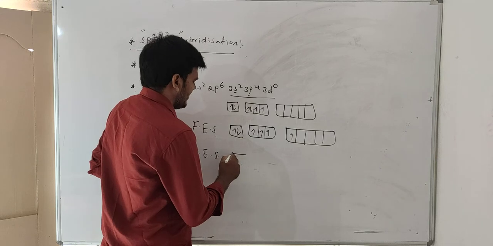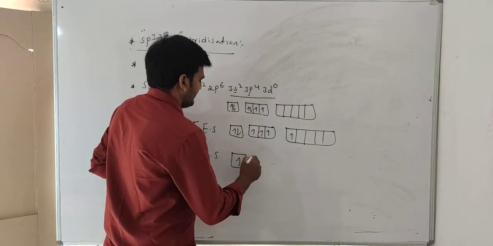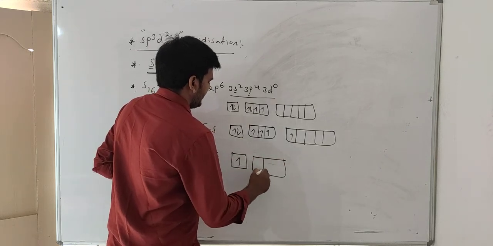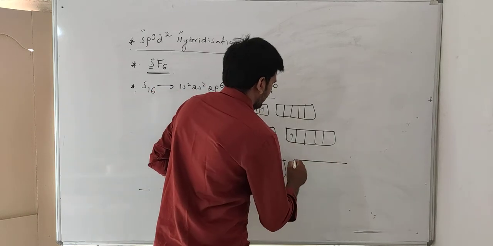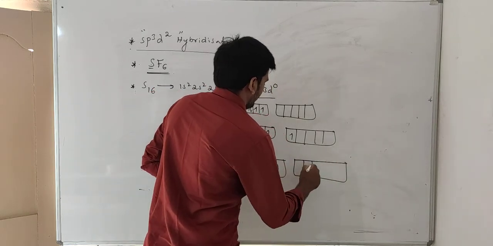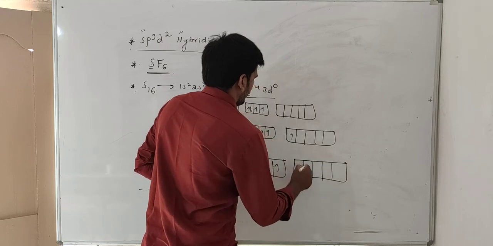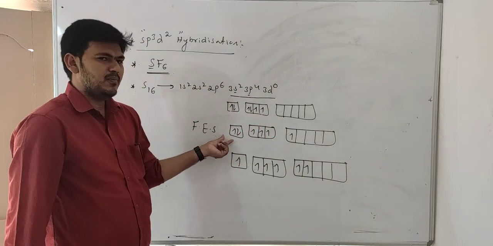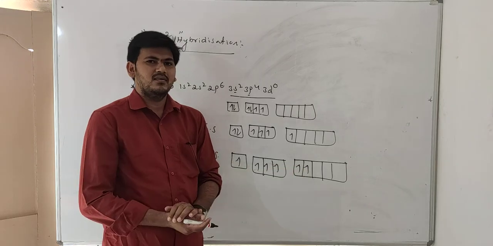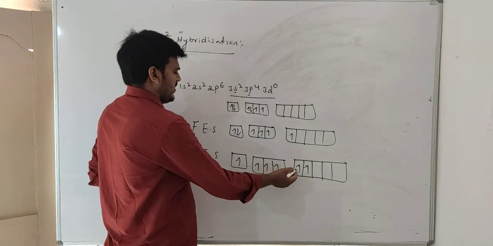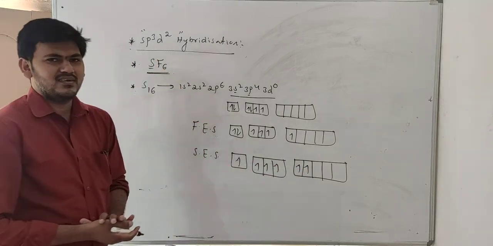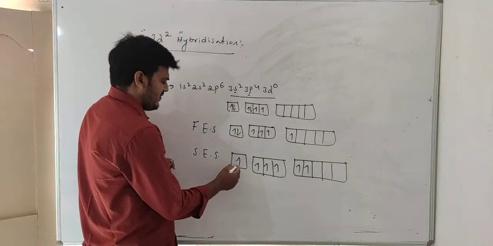So very simple: 3s1, 3p3, 3d2. The 3s orbital electron enters into the 3d orbital. So finally, first one, second one, third one, fourth one, fifth one, sixth one: 6 unpaired electrons.